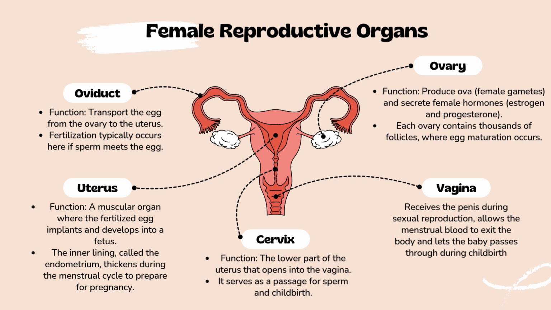Cervix, function, the lower part of the uterus that opens into the vagina. It serves as a passage for sperm and childbirth. Vagina, function, a muscular canal that receives sperm during intercourse and serves as the birth canal during childbirth.